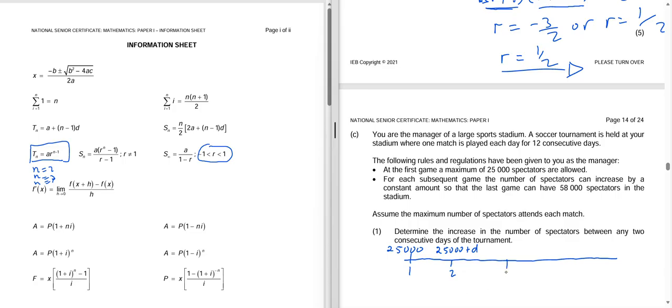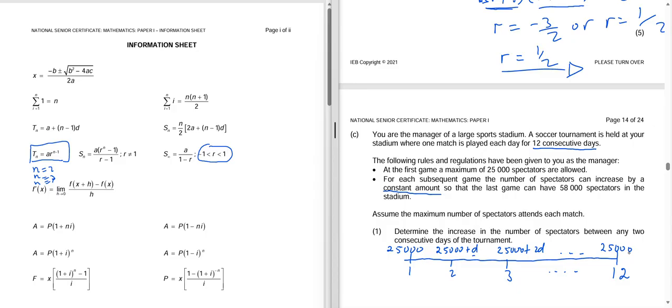And then the third game, each game is still going to continue increasing by a constant amount, meaning the next game is going to increase by D again. So we're going to say D plus D, it will be 2D now. Now it will be 25,000 plus 2D. And then we continue like that until the last game, which is happening after 12 consecutive days. So which is 12 here.